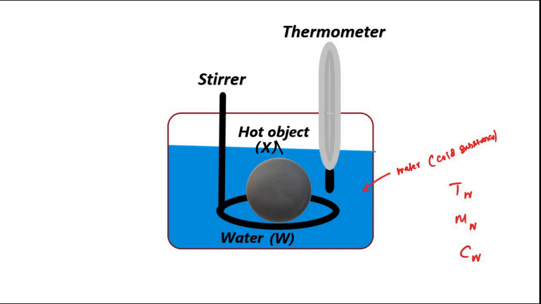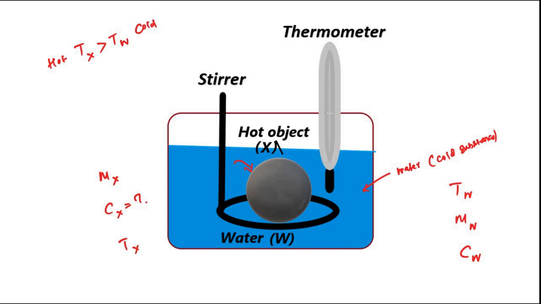Then the object, the sample, the substance, let's call it X, which is at a higher temperature, the hot object, the specific heat of which we want to measure. That is what a calorimeter is basically for. Let's say it has a mass Mx, specific heat Cx, which we want to measure, and it is at a temperature Tx. Obviously Tx is greater than Tw because this is the hot body and this is the cold body.